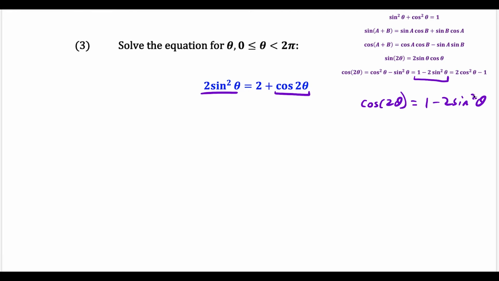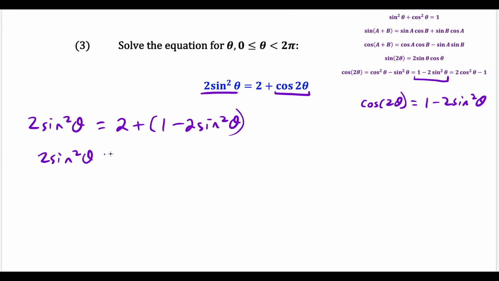So this is the one that we're going to want here to use. And what we have is 2 sine squared theta equals 2 plus cosine of 2 theta. Once again, we're using this version. So we have 2 plus, and we have 1 minus 2 sine squared theta like this. So now from this step, we have 2 sine squared theta, and now this is going to be equal to 2 plus 1 is equal to 3.